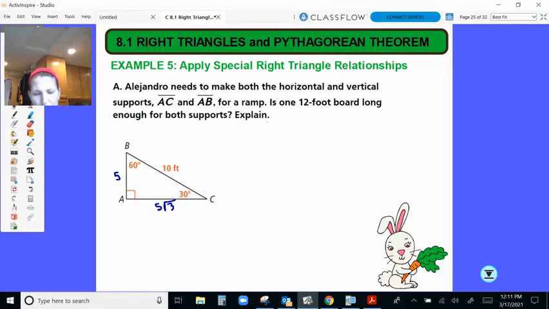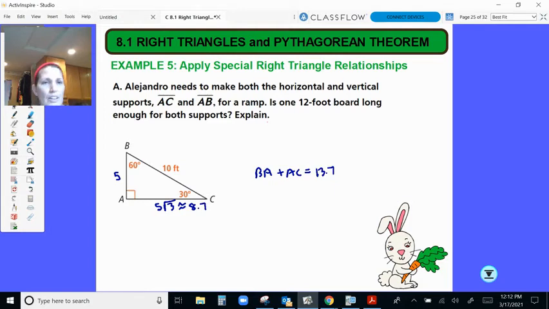Let's actually find the length of that. And that is going to be about 8.66. So we'll call it 8.7. And we take that and add it to 5, the whole length of BA plus AC is going to be about 13.7. And so a 12-foot board is not going to be long enough. He's going to need to purchase another board or use another board, okay? Because those two sides together are about 13.7 feet.